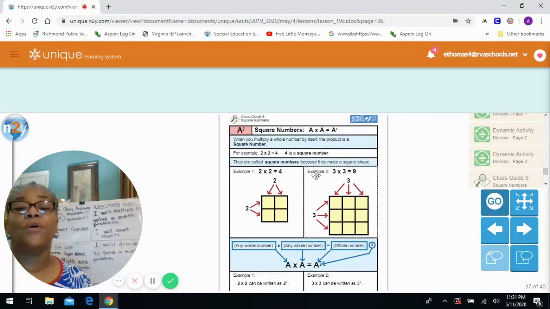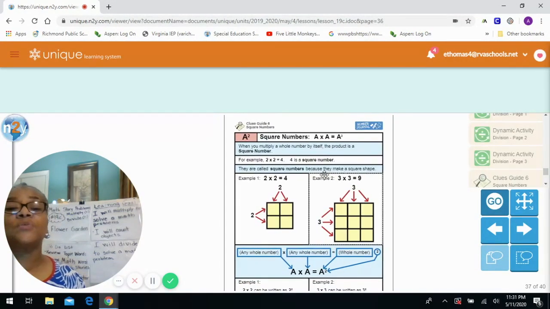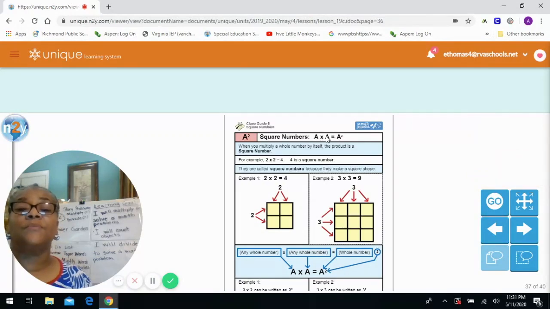Okay, so now we're going to go over square numbers. See, we have the equation symbols there, a squared. So a times a equals a squared. When you multiply a whole number by itself, the product is a square number. For example, 2 times 2 equals 4, and 4 is a square number. They are called square numbers because they make a square shape.